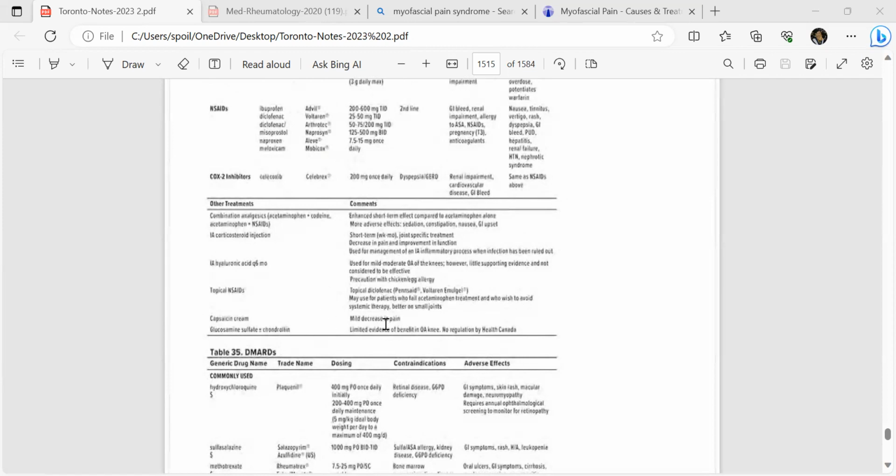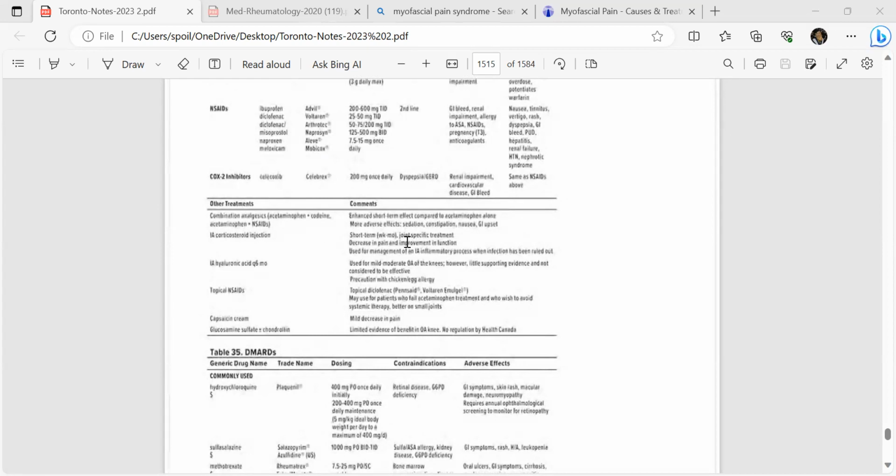Capsaicin cream, mild decrease in pain. Okay, that's also effective. I have seen patients using this. Glucosamine sulfate plus chondroitin, limited evidence of benefit. Okay, no regulation. Okay, fine. Okay. We will not read about this. So the combination therapy is there, but the side effects will be enhanced.